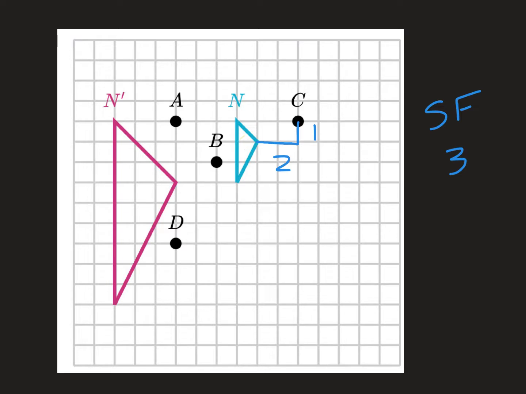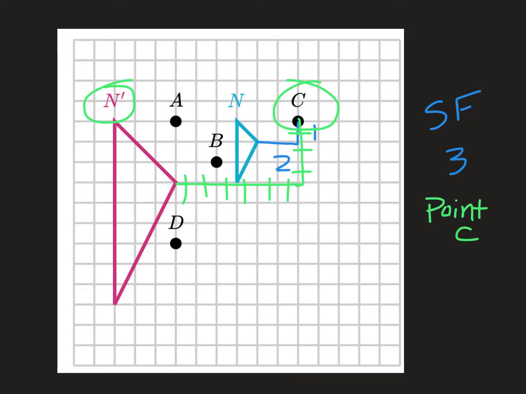By logical reasoning, if the scale factor is 3 and C is the center, then the distance to the same spot on the image should be 3 times the size. And look at this: instead of 1, it's 3, and instead of 2, it's 2, 3, 4, 5, and 6. So that verifies that the center point was C, because every corresponding part of the image is 3 times the distance away from point C. So point C is the center.